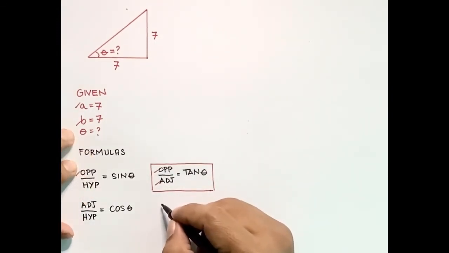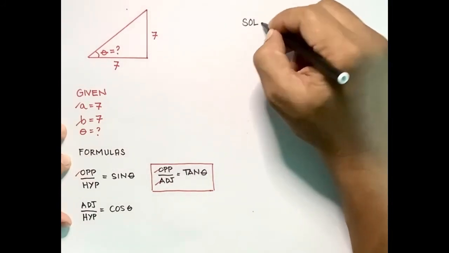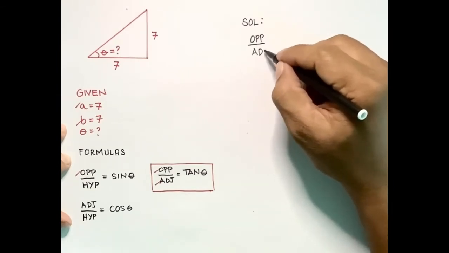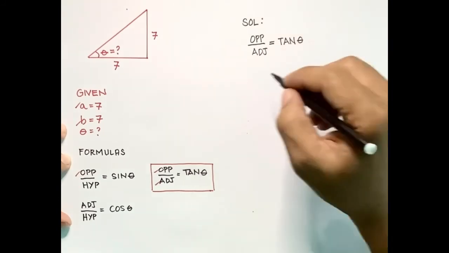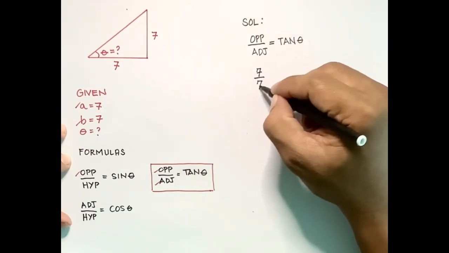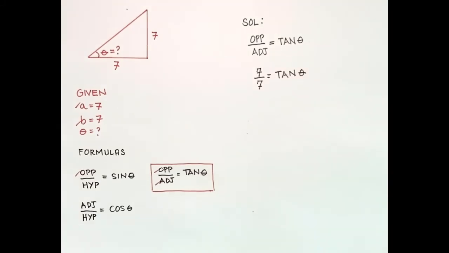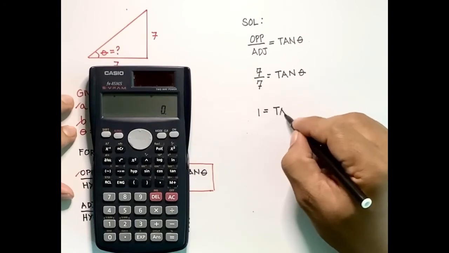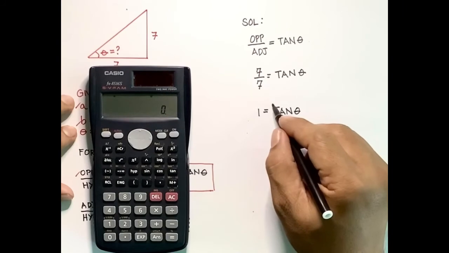All right, so the solution will be opposite over adjacent is equal to tangent theta. And opposite is 7 and adjacent is 7, tangent theta. So we will be using the calculator this time to solve for the tangent theta. So 7 over 7 is 1.